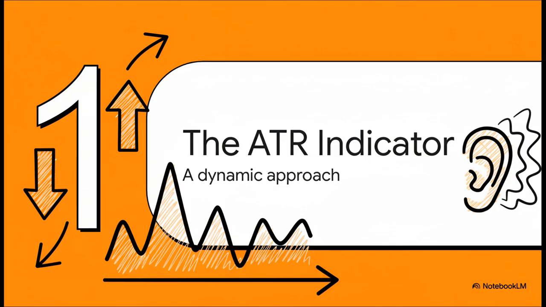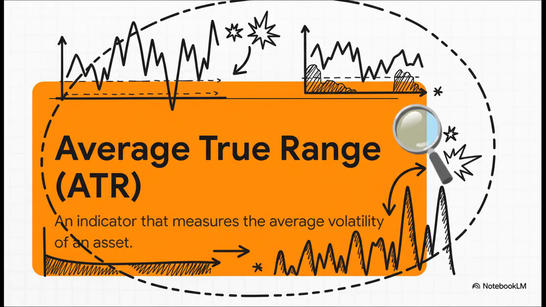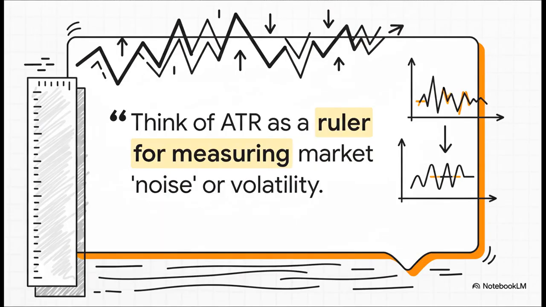And that brings us to the solution we're going to break down today: the average true range indicator, or ATR for short. This is how we start to actually listen to what the market is telling us about its current mood. Okay, so what exactly is this ATR thing? Don't let the name fool you. It's actually pretty simple at its core. It's an indicator that just measures how much an asset's price is moving around, on average. The key here is that it's not telling you which way the price is going, up or down. It's just telling you about the energy, the intensity of the movement. It's all about volatility.